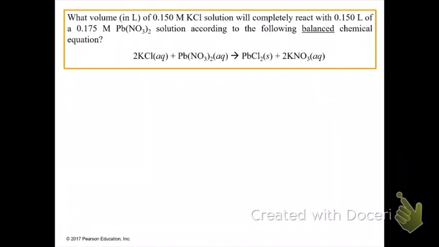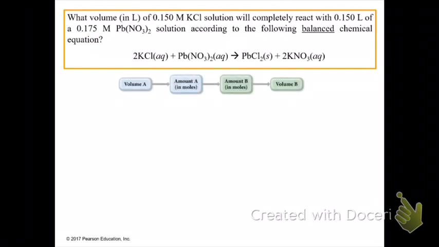So it's asking you how much of the KCl would react completely with the lead nitrate. So you're going to use the mole ratio between the KCl and the lead nitrate. And then once you find the amount of moles of the KCl, you can determine the volume of the KCl solution, because you already have the concentration, right? Remember, the concentration is moles per liter. So you can determine the amount of moles that you need based on stoichiometry, and then from there calculate the amount of volume that you need.